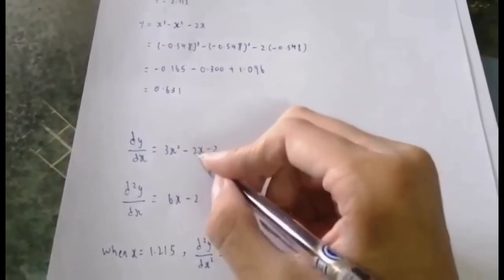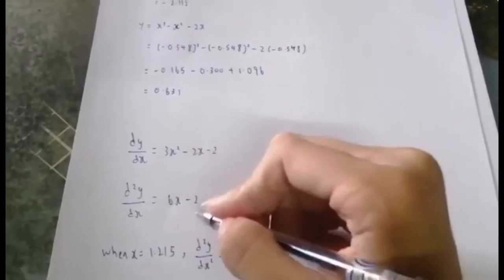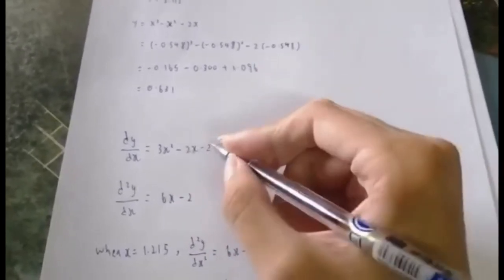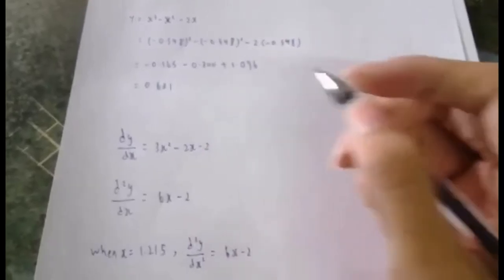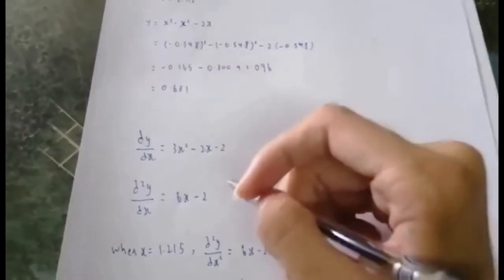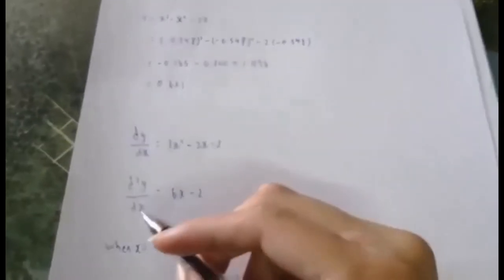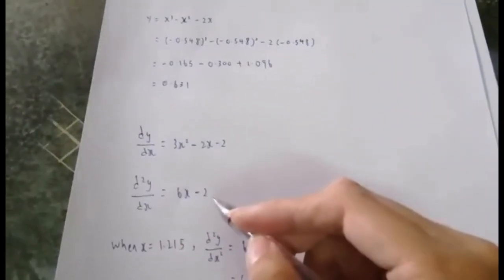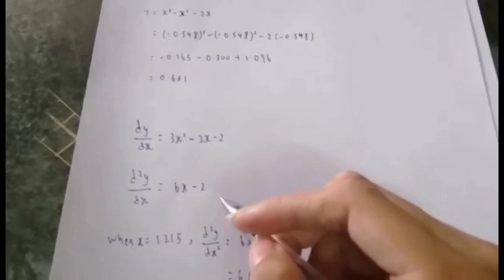And for the negative 2x, we differentiate it, it will become negative 2. And now, we differentiate the number. Whenever we differentiate a number, no matter what number it is, it will become 0. So, the second order derivative we get is 6x minus 2.